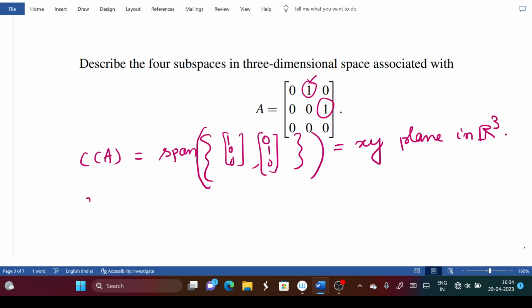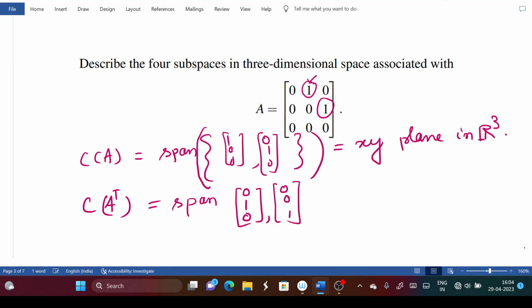Then span of the row space. The basis of the row space means what? (0, 1, 0), first row and second row I am considering, and (0, 0, 1). That means the Y component and Z component are free, X component is restricted to 0. So what does it mean? This means it is the YZ plane in R cube.